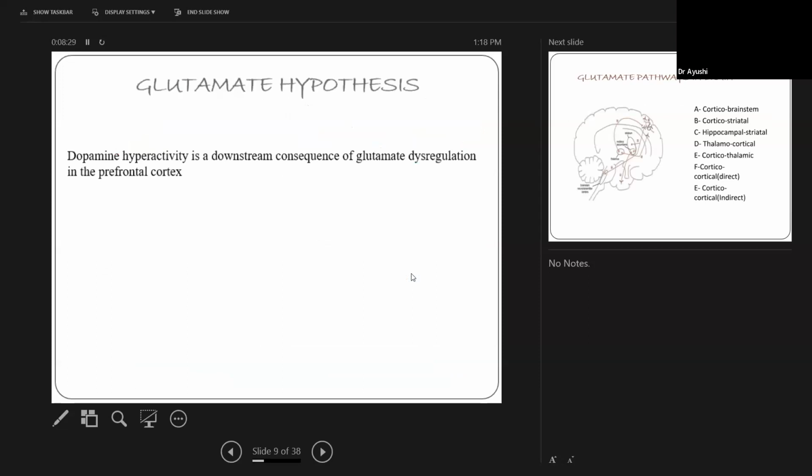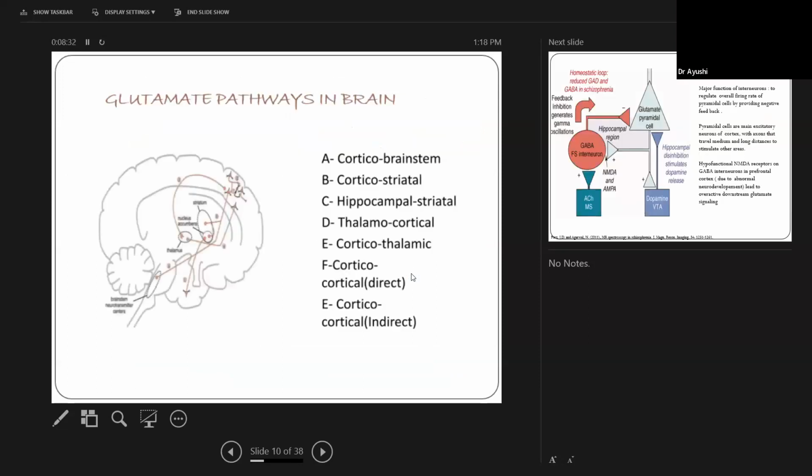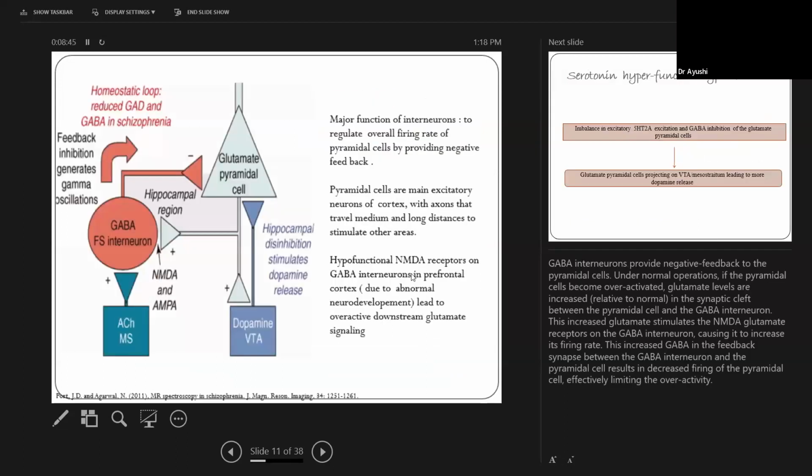Second is the glutamate hypothesis. Basically, we have all these glutamate circuits in our brain: corticobrainstem, corticostriatal, hippocampostriatal, thalamocortical, corticothalamic, corticocortical direct, and corticocortical indirect. In this diagram, as you can see, these are pyramidal cells, which are glutamate-rich pyramidal cells. Then this is a cortical circuit, which we are depicting. So this is a glutamate pyramidal cell.